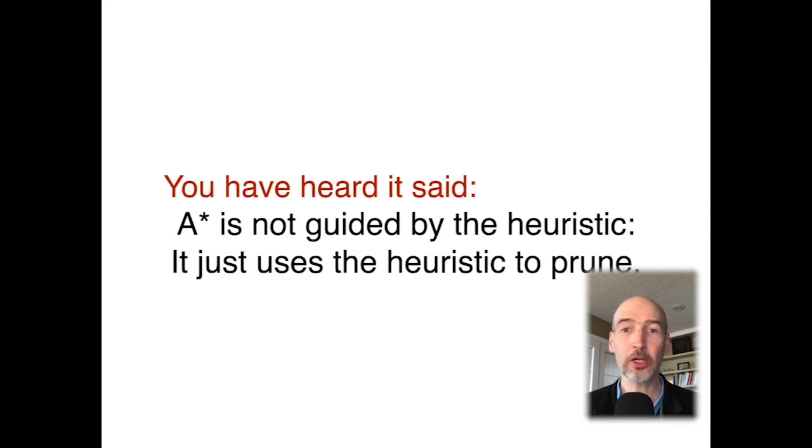And so what we're going to look at in this session is, you have heard it said, and I've seen this written in paper reviews, for instance, that A star is not guided by the heuristic. It just uses the heuristic to prune. And we're going to look at that claim in a little bit more detail and see what's actually going on.